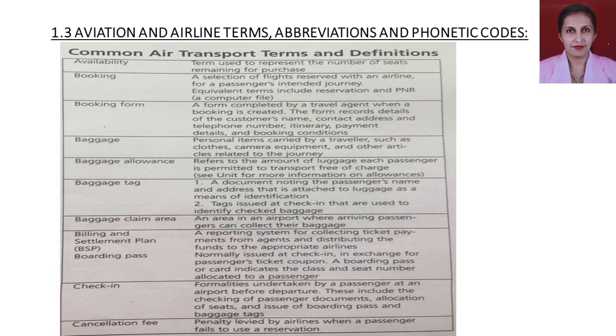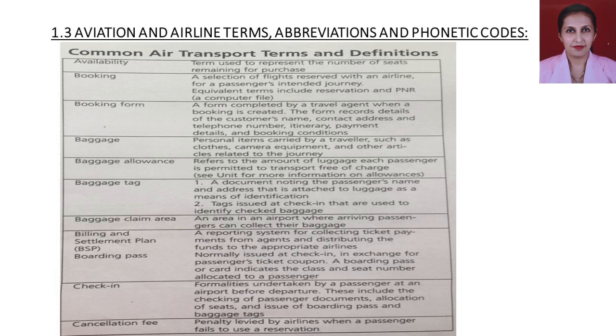My name is Anita and today we will continue with the aviation and airline terms. In my earlier video, I had already spoken about booking, availability, booking form, baggage, baggage allowance, baggage tag and baggage claim area. Today, I will talk about billing and settlement plan, BSP, boarding pass, check-in and cancellation fee.